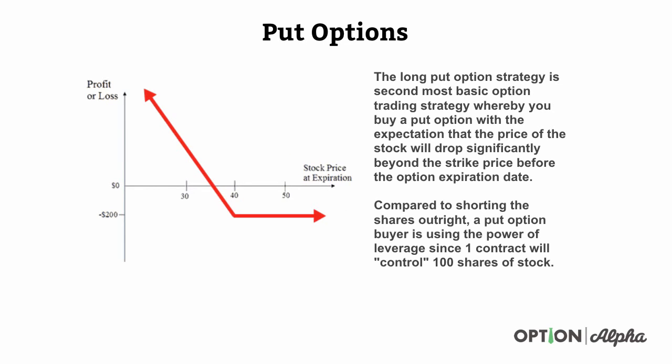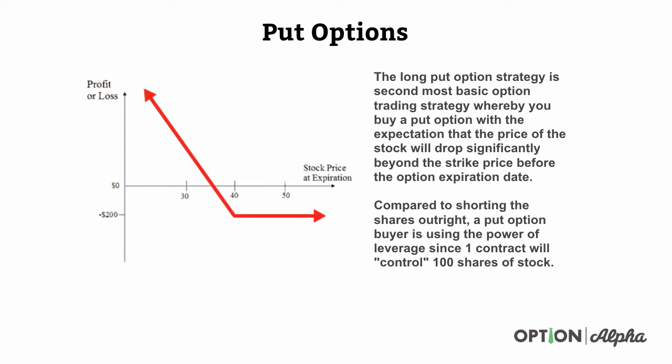All right, so now let's turn things around and look at put options. The long put option strategy is the second most basic options trading strategy, whereby you go out and buy a put option with the expectation that the price of the stock will actually drop significantly beyond the strike price before the option's expiration date. Compared to shorting the shares outright, a put option buyer is using, again, the power of leverage, since one put contract will control 100 shares of stock.